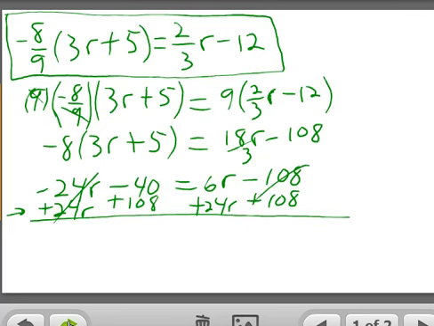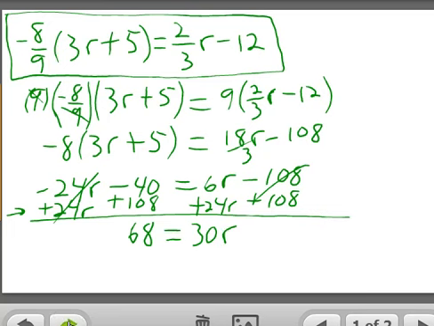And that way it cancels out on the right side, and 24r cancels out on the left side, and that's going to leave us with negative 40 plus 108, which will give us 68. 6r plus 24r will give us 30r.